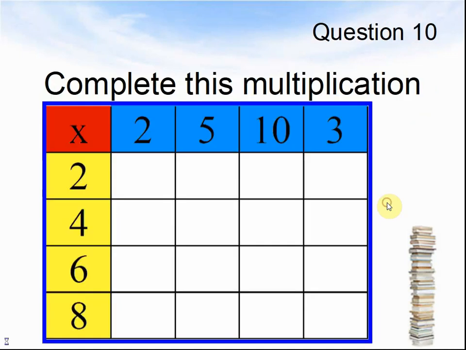Question 10. Complete this multiplication grid. 2 times 2 is what? 2 times 5 is something. 2 times 10 makes something. 2 times 3 makes something. Pause the video and complete the answers. Here comes the next question.